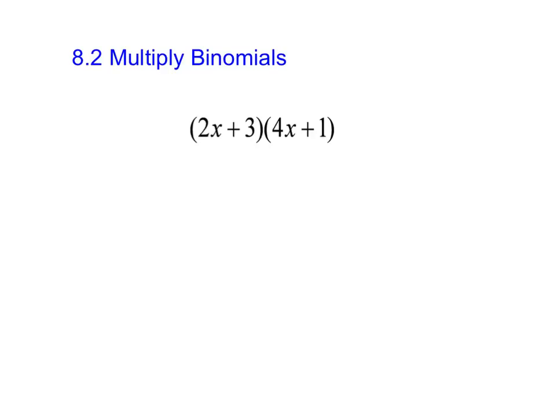We have looked at how to multiply monomials, and today we're going to look at a special case of that. We're going to look at two binomials. Remember, binomial means it's a polynomial with two terms, so we're going to have two binomials and we're going to multiply them together.